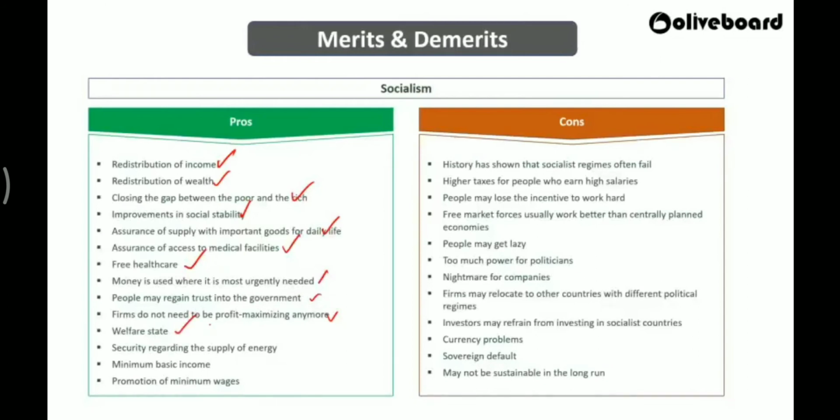Yes, welfare will be given. Public welfare will be given maximum importance. Security regarding the supply of energy, minimum basic income. At least I will provide something for my people. I will not let my people die of starvation or hunger. So minimum wages, this itself has come from socialism, guys. Now everywhere we are talking about minimum wages, right? From where did we get that? Socialism only. They said that at least this much they should get per day, or per month, or 15 days or 10 days as per the law. So they provide that this much our employee, our worker, should get. These are all the advantages of socialism.